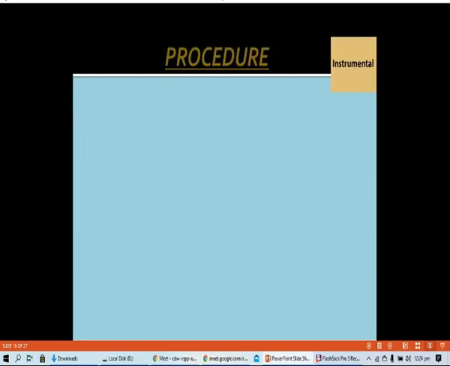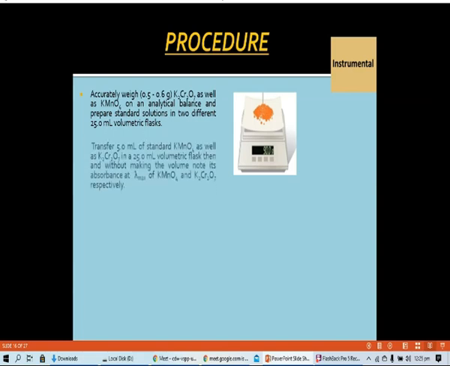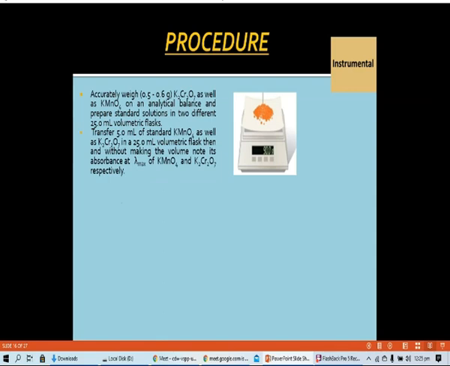Now, the procedure starts. We have to accurately measure 0.5 to 0.6 gram of potassium dichromate and potassium permanganate, and then prepare standard solutions in two different volumetric flasks of 25 ml. Now the next point is to transfer 5 ml of the standard KMnO4 and potassium dichromate, which we have prepared just before this, into a 25 ml volumetric flask.